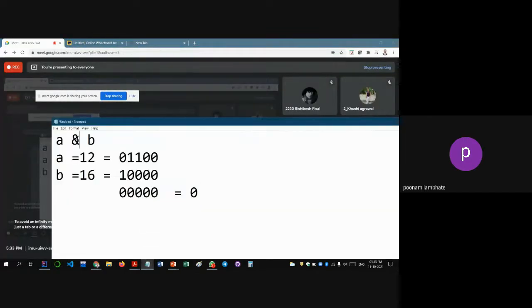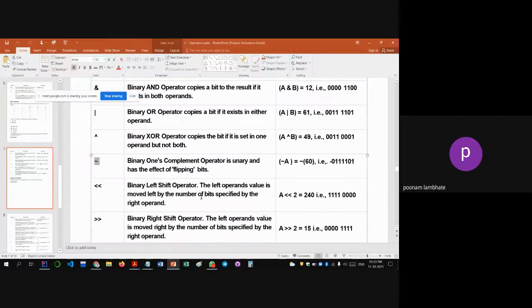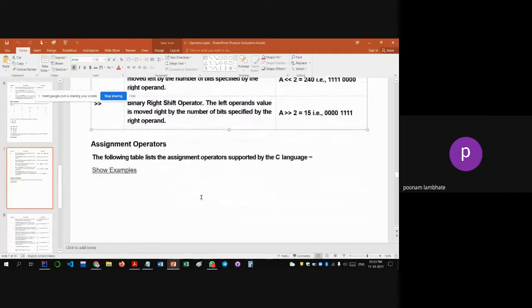Similarly, you can do A bitwise or B. You know how to do all this. Similarly, left shift and right shift, we'll see in our program.